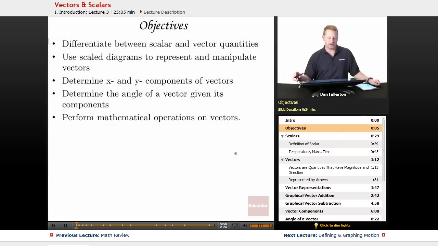Our objectives are going to be to differentiate between scalar and vector quantities, to use scaled diagrams to represent and manipulate vectors, being able to break up a vector into x and y components, finding the angle of a vector when we're given its components, and finally performing basic mathematical operations on vectors, such as addition and subtraction.